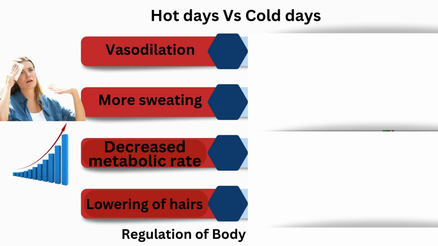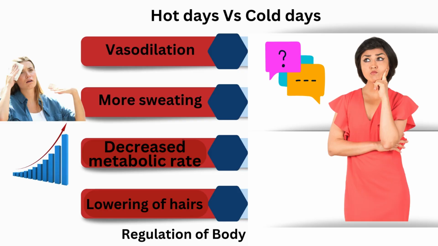Number 4, lowering of hairs. On a hot day in hairy mammals, the hair erector muscles relax, causing the hair to lie flat on the skin surface. This forces out most of the air trapped among the hairs. Without the insulating layer, the animal loses more heat from its body. Lastly is behavioral changes. Many animals keep cool by staying in shady places. Human beings wear light clothes with light-colored absorbent materials.